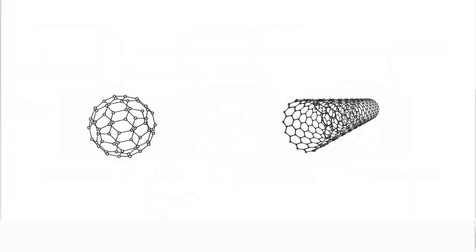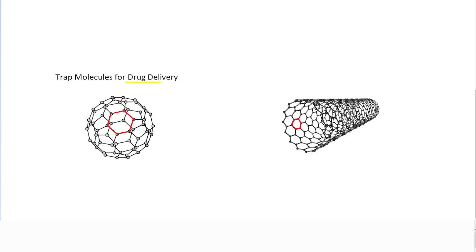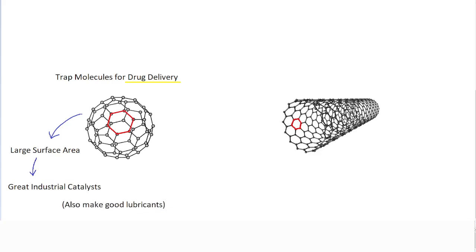Finally, you will need to know about fullerenes. These are just another allotrope of carbon, but they form a sphere and even a tube shape. Fullerenes often make hexagon shapes which curl around each other. Fullerenes can be used to trap other molecules within them for drug delivery. Their large surface area allows them to be great industrial catalysts. Fullerenes can also be used as lubricants.